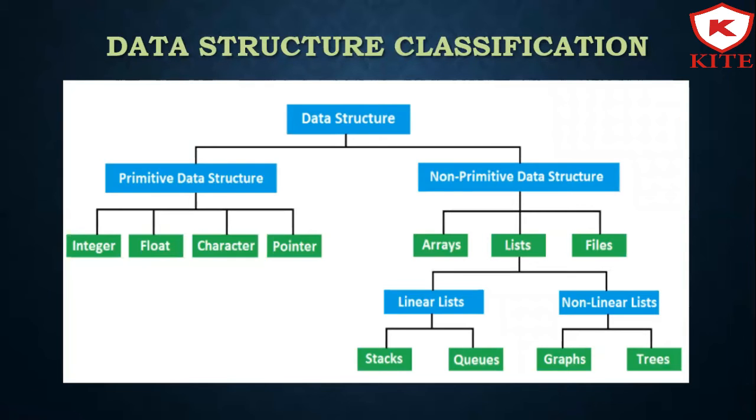Now, data structure classification. Data structure is divided into two types: primitive data structure and non-primitive data structure. Primitive data structures are the basic type of data structure, which includes integer, float, character, and pointer. Non-primitive data structures are derived from the primitive data structures, which are arrays, lists, and files. Lists are also divided into linear and non-linear lists. In linear lists, there are stacks and queues, and in non-linear lists, graphs and trees.